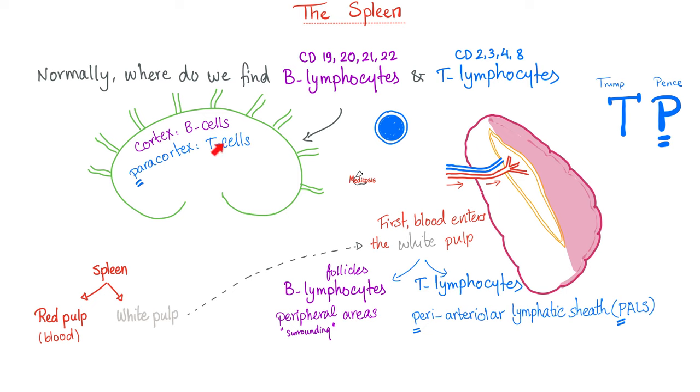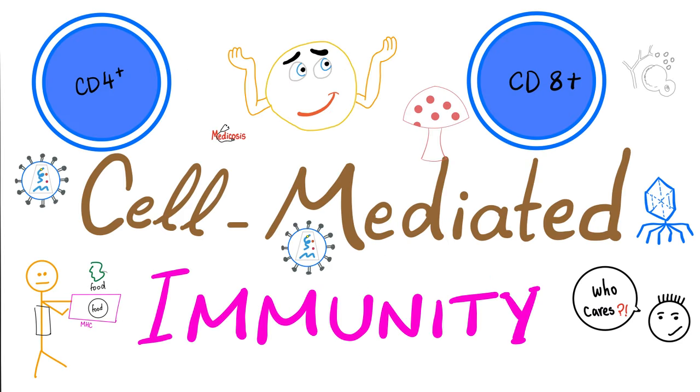You will always find the T in the P. Paracortex, if we are in the lymph node. Peri-arteriolar lymphatic sheath, if we are in the spleen. The mnemonic that I invented is this: Trump Pence. The T is always in the P. We're done with B lymphocytes.